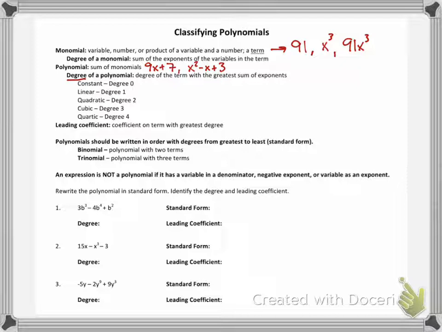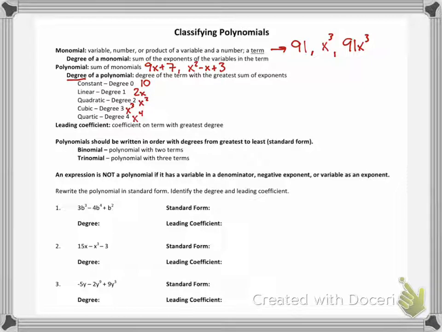A degree of 0, okay, so an example would be a plain number like 10. That is a constant, okay? Anything that has no variable is a constant, has a degree of 0. A linear term has a degree of 1, so like 2x. There is no exponent that you can see, but there is a variable, which means it has the invisible exponent of 1. A quadratic would be an x squared, cubic, x cubed, quartic, x to the fourth.